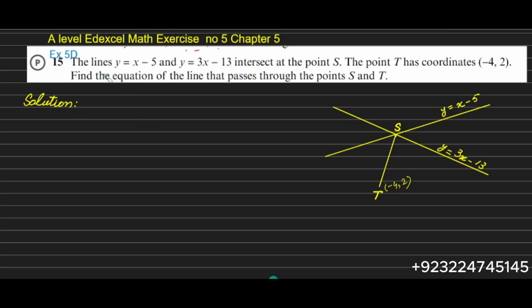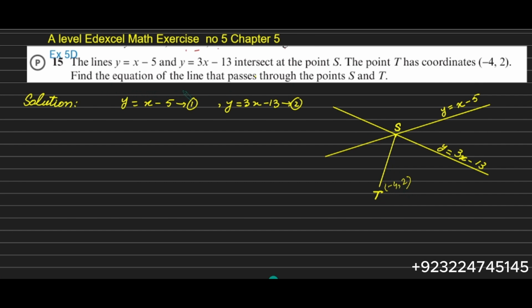Here in this question, we have two lines. The first line is y equal to x minus 5, and the second line is y equal to 3x minus 30, as we have shown on the figure. The two lines intersect at the point S. Suppose this is the point T, having coordinates minus 4 and 2.